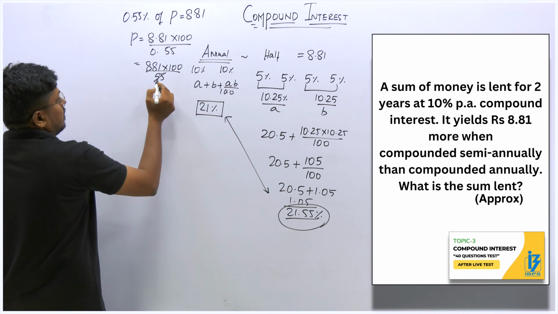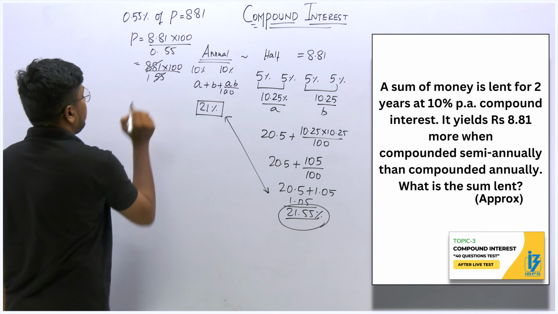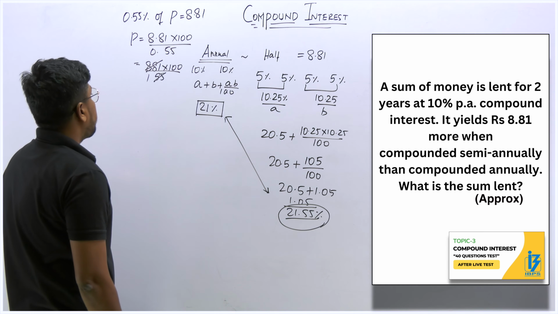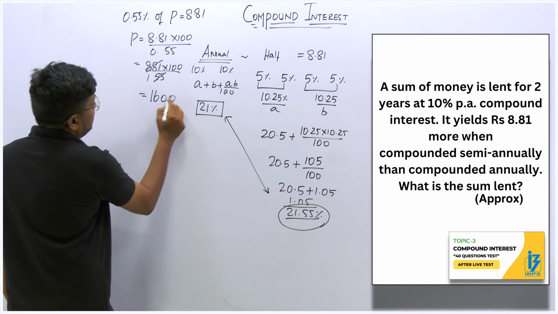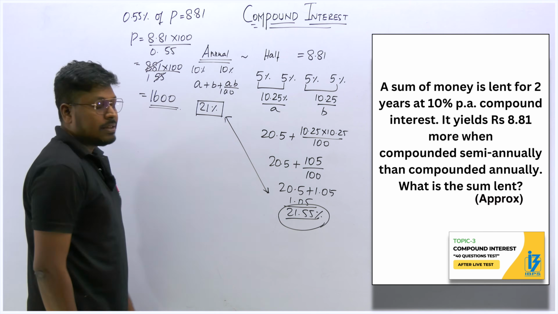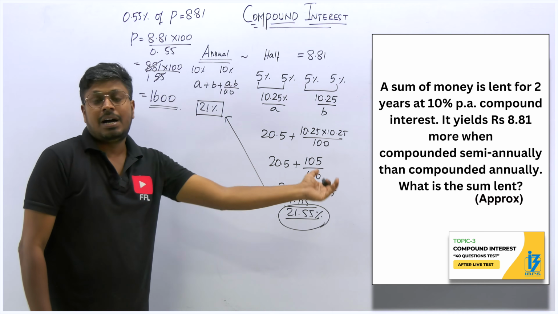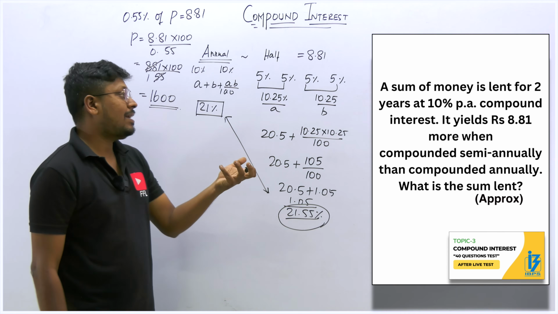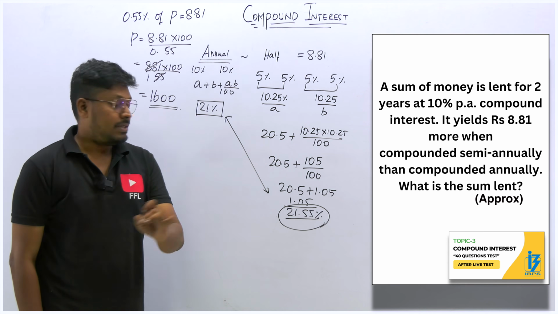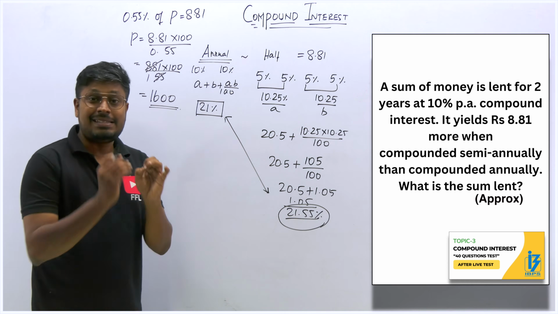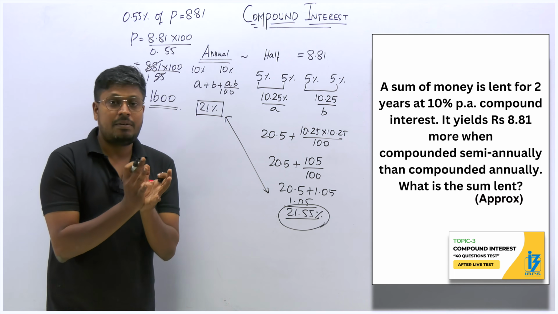So this will be 1 time 55, 6 times, so 1600. So we can say that the amount the person invested, our target is to find the amount that he lent, right? So the amount he lent is 1600. It's not an easy question. It's a medium to hard level question, but try to understand how I am solving the question, right?